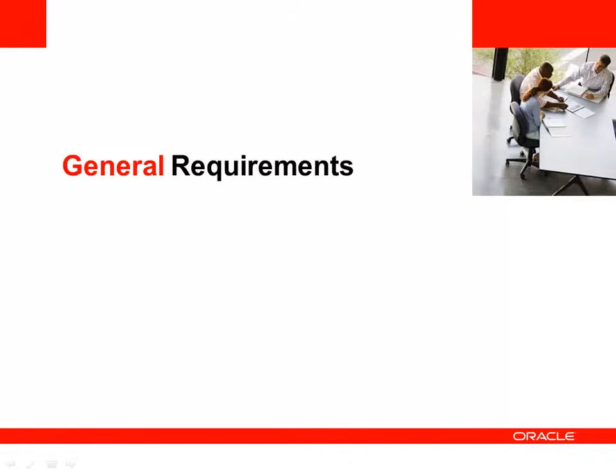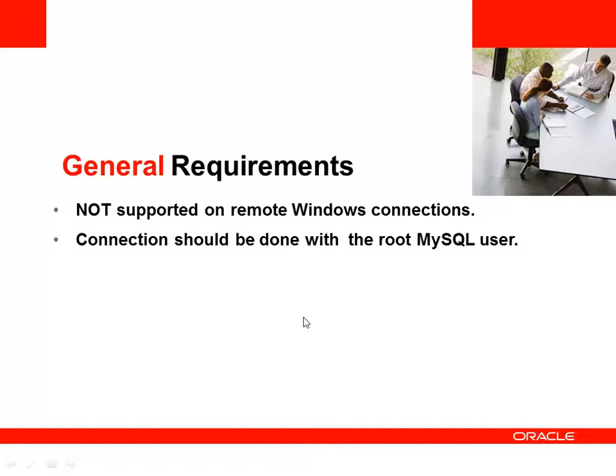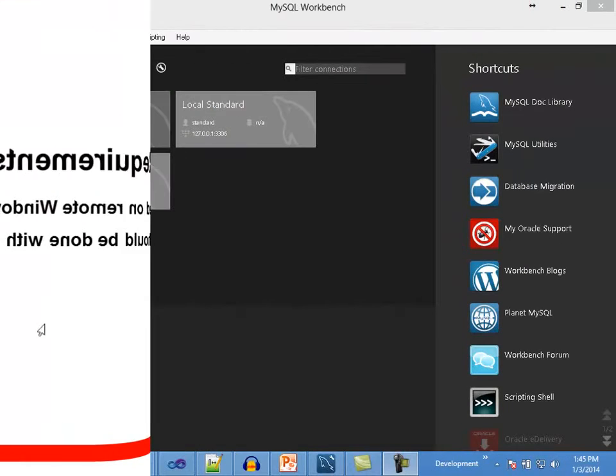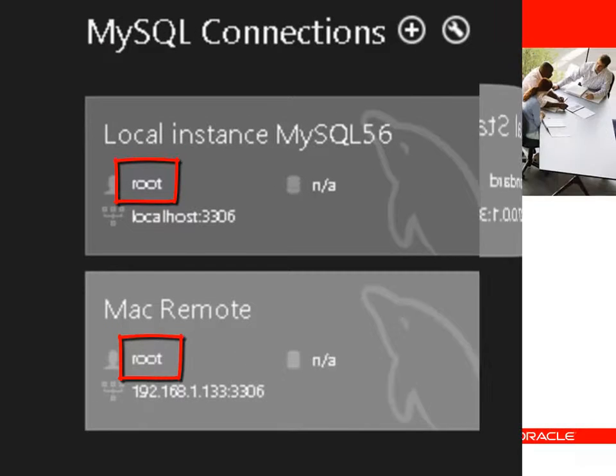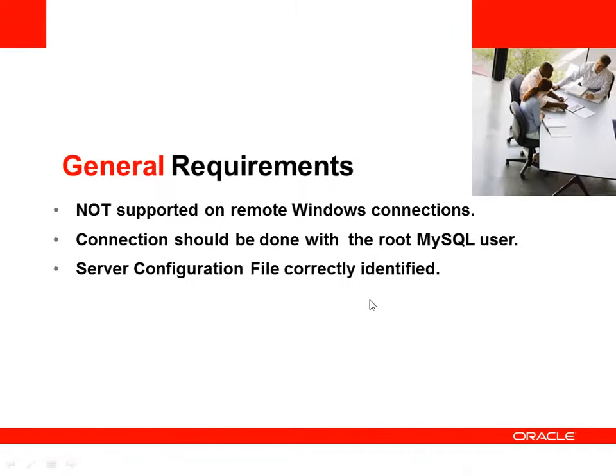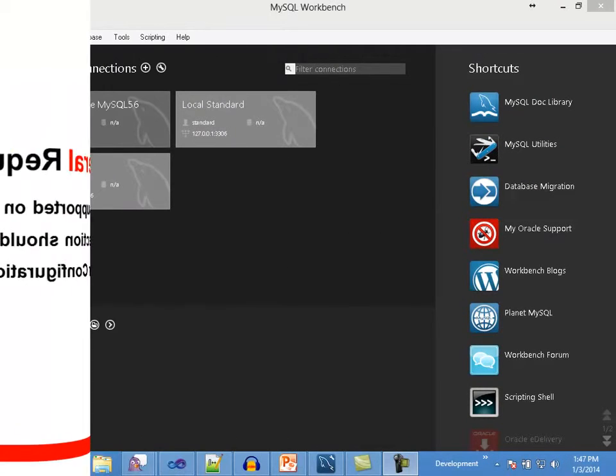There are some conditions that should be met in order to access the MEB options in Workbench. First, MEB is supported on connections to both local and remote Linux or Mac servers, but only for local Windows servers. That is, if you are backing up a Windows server, you must run Workbench on the same machine. The connection should be done with the root MySQL user. The path to the MySQL server configuration file must be correctly set on the System Profile tab of the Connection Settings dialog.